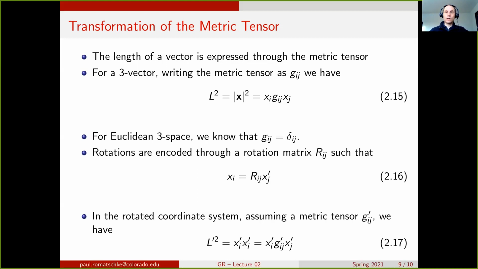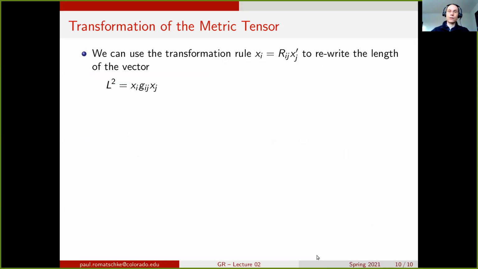In the rotated coordinate system, we then get a length of a vector prime that is given as x'^i, and that we can write down in terms of the metric tensor in the rotated coordinate system. That is not necessarily the same, so it's noted as g prime, and that is the length of the vector in the rotated coordinate system. We can use the transformation rule between the unrotated and the rotated coordinates to rewrite the length of our original vector in terms of the new coordinates.